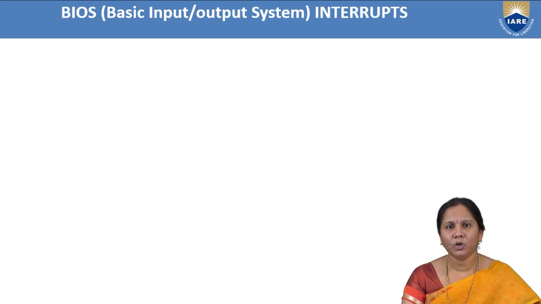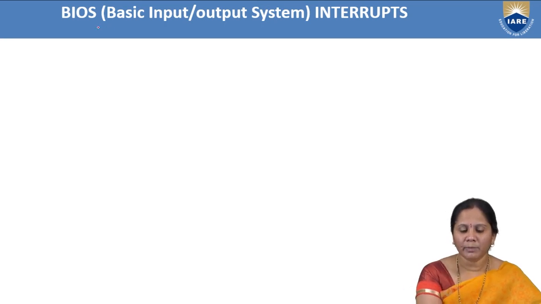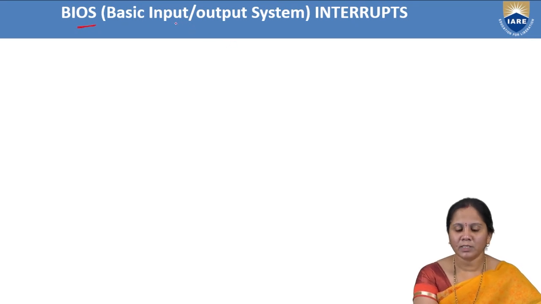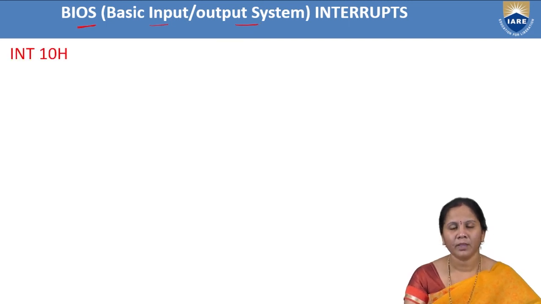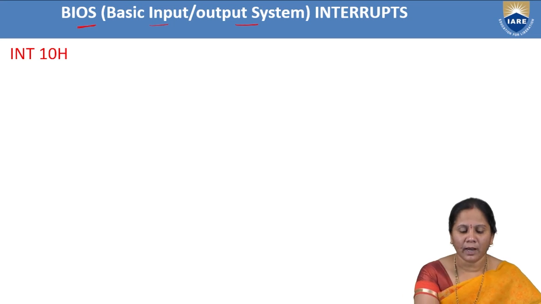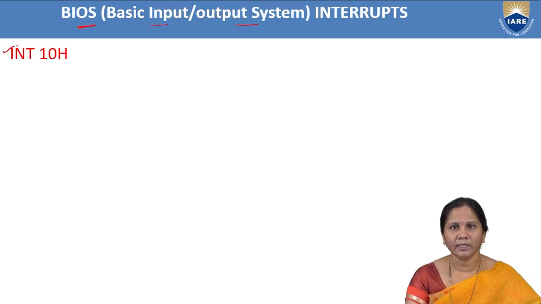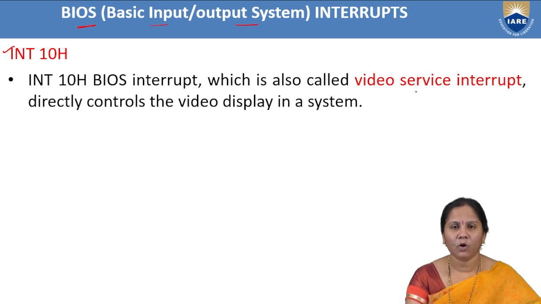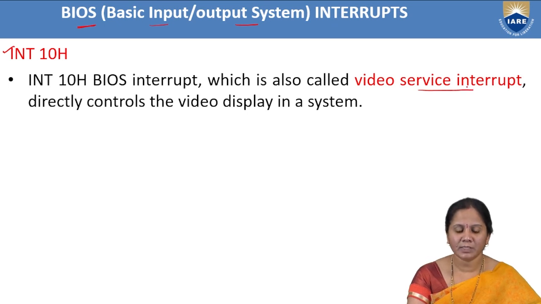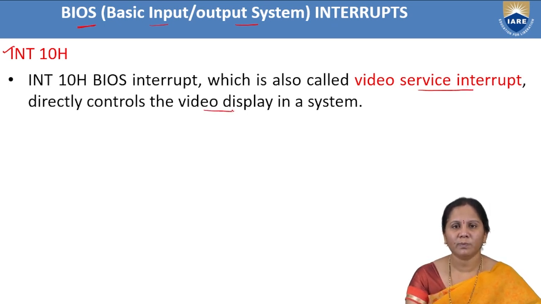And that is about the DOS interrupts, disk operating system. So in the DOS interrupts, in order to perform an interrupt, the value we are loading into the AH register is important. Now, coming to the BIOS interrupts. BIOS interrupts are called basic input-output system interrupts. One of the BIOS interrupts is INT10H. This INT10H represents the video service interrupt. Video service interrupt means this will directly control the video display in the system.